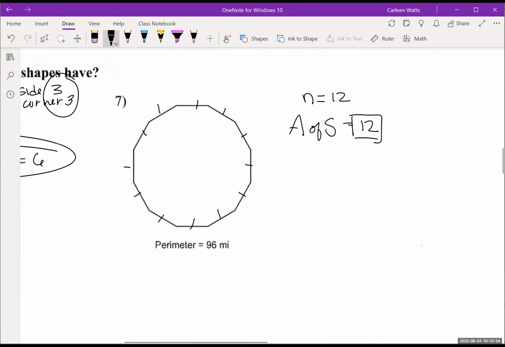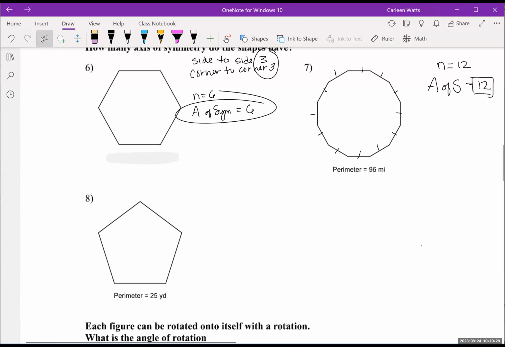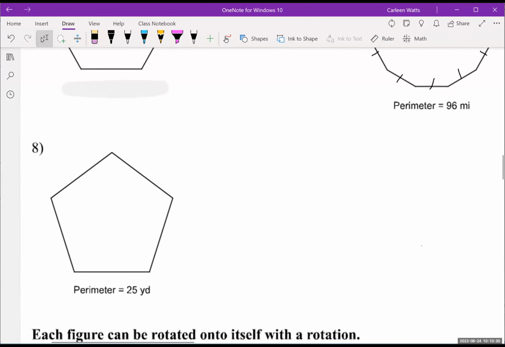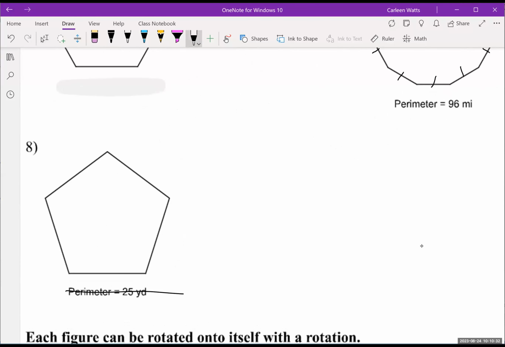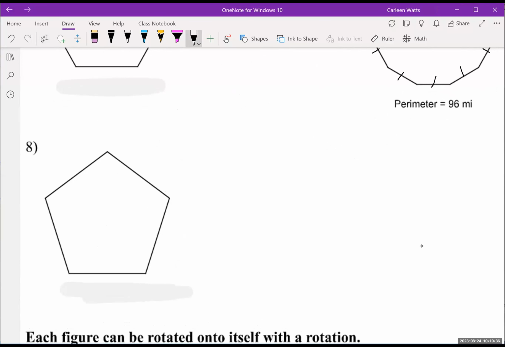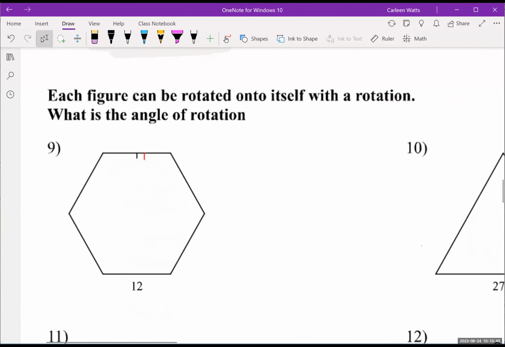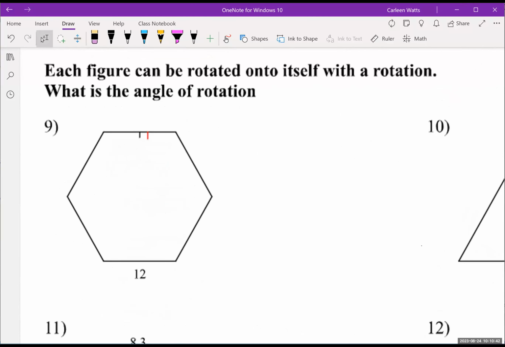Okay, I'm going to move on. You're going to do number 8 on your own, and you don't need that. If you want to see number 8, request it at the end. Number 9.